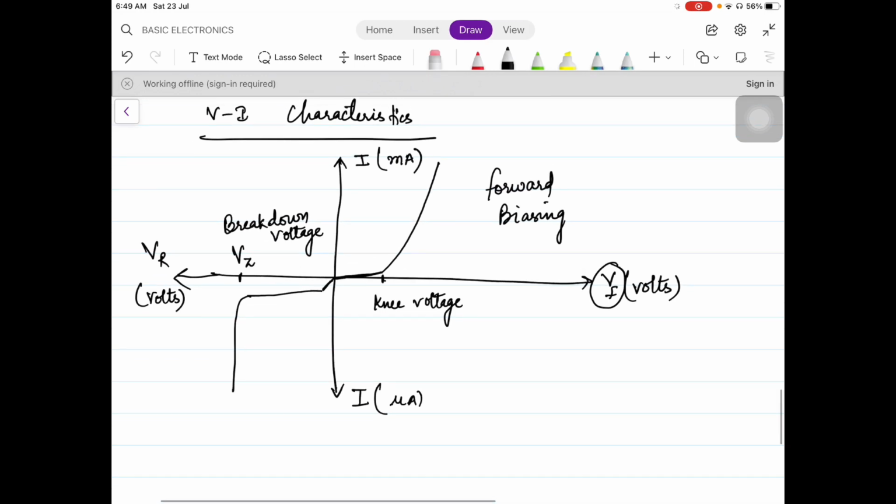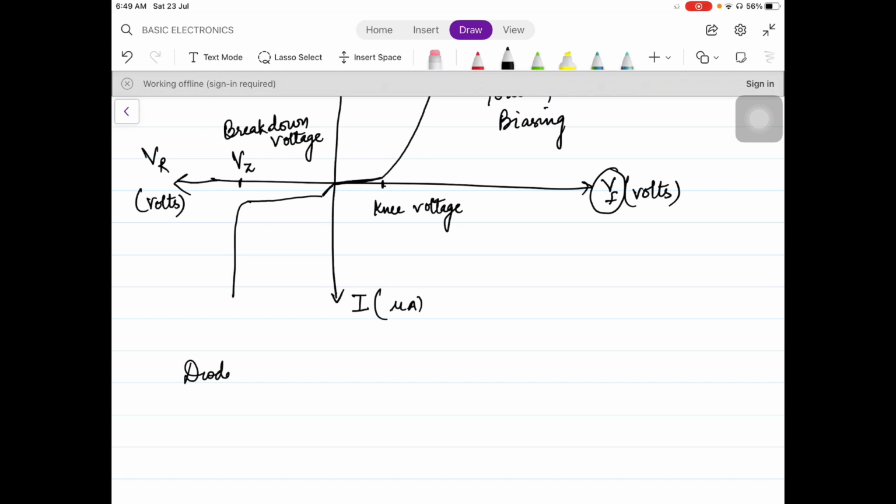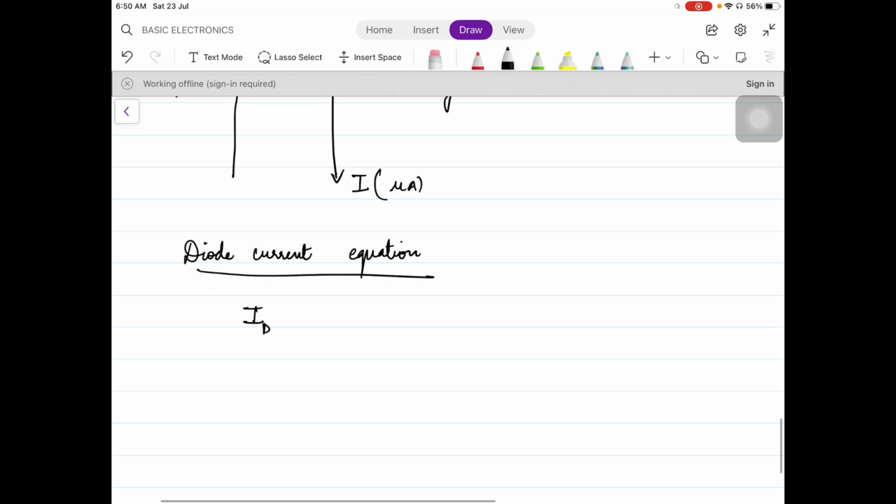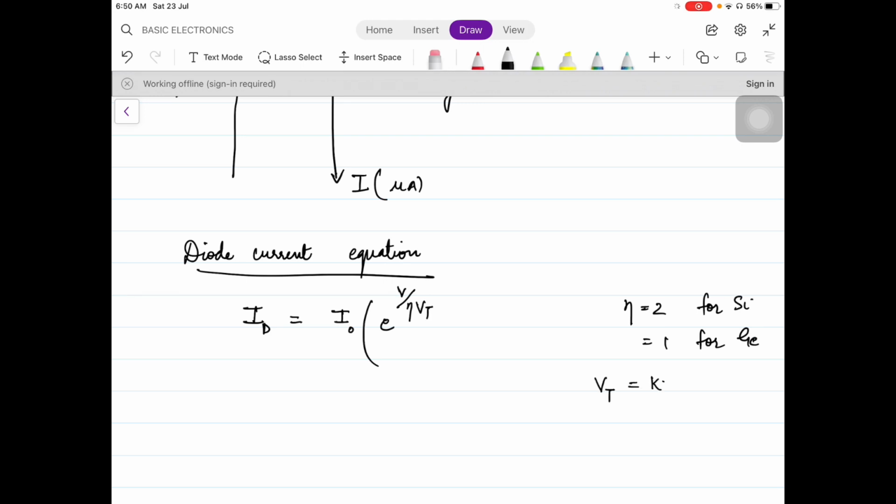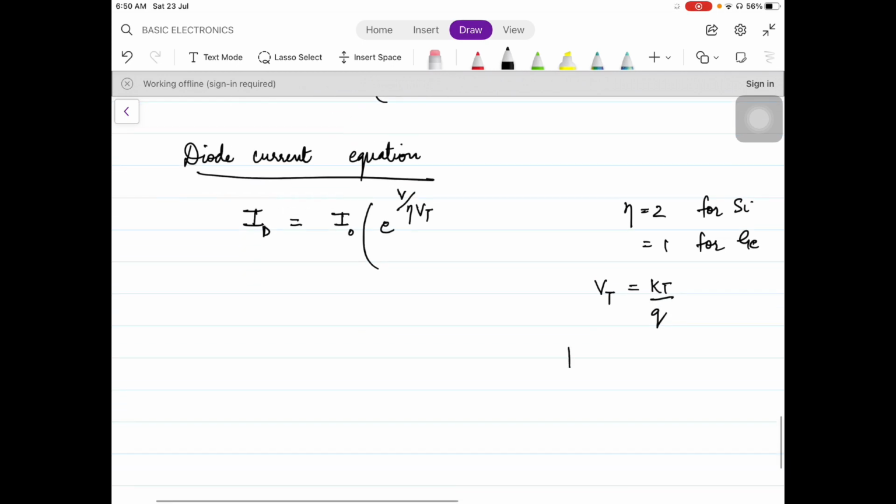All right. Now another thing that comes is the diode current equation. We all must know the diode current equation. Diode current ID is equal to reverse saturation current I naught or IS, however you want to represent it, into bracket e raised to the power V upon eta Vt, where V is the applied voltage, eta is a constant, 2 for silicon, 1 for germanium, and Vt is the thermal voltage. The formula is kT by q, where k is the Boltzmann constant.